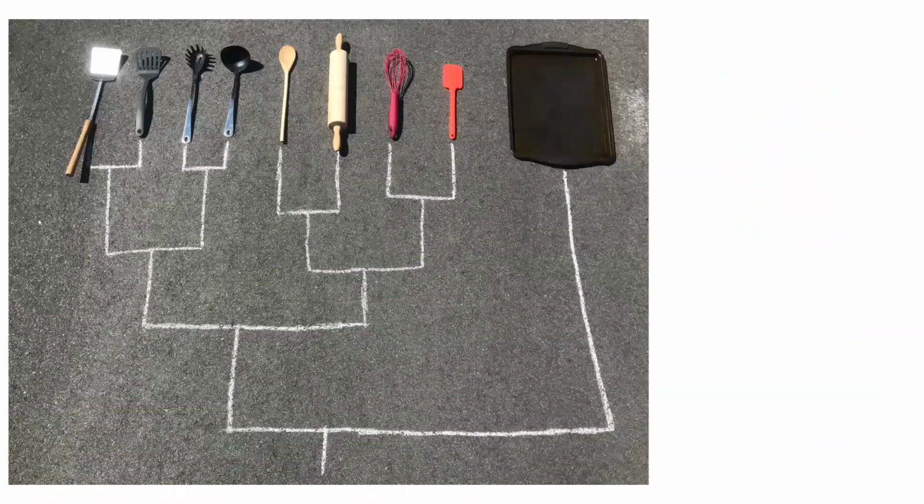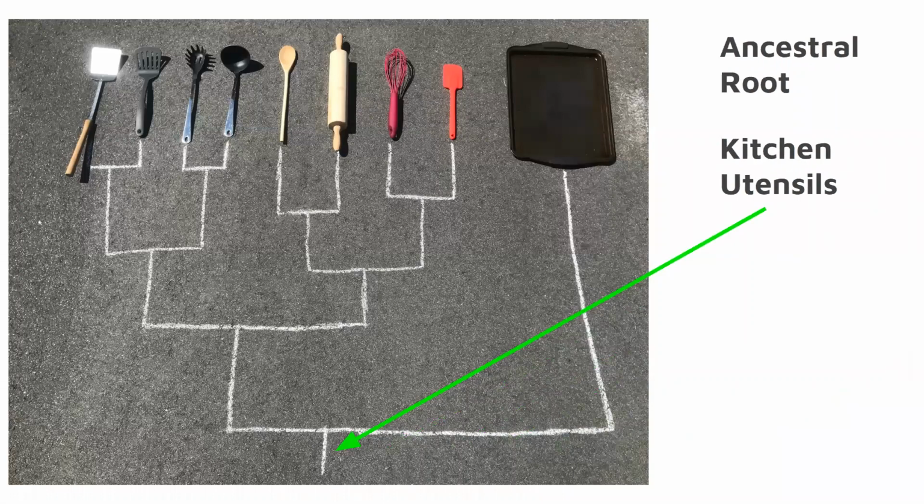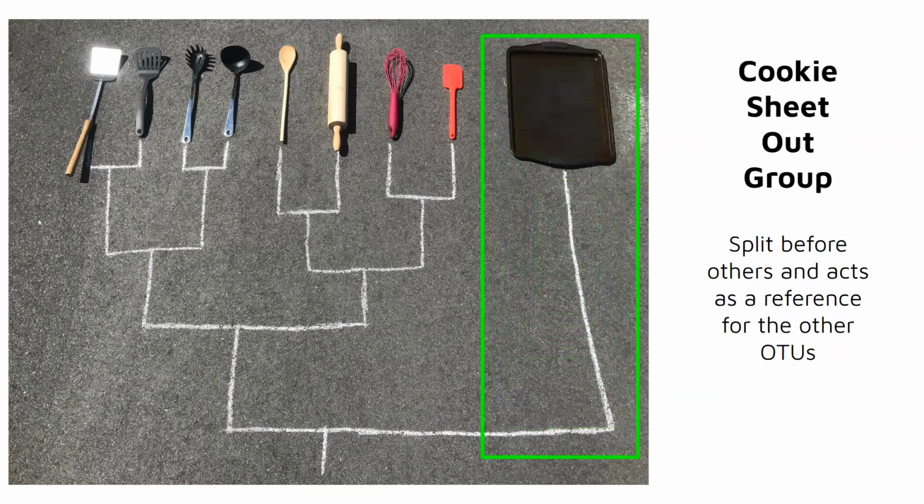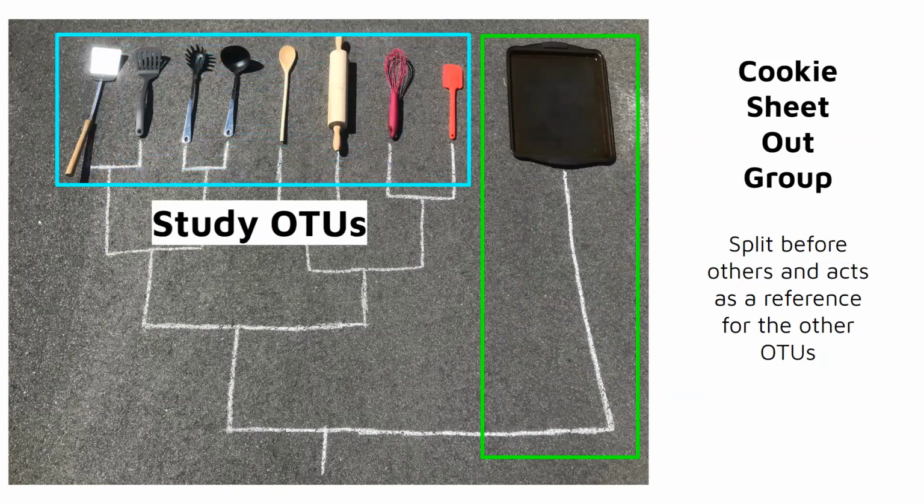We will start the phylogenetic tree with the ancestral root, kitchen utensils. Here we'll have our first speciation event separating the cookie sheets from the handheld kitchen tools. The cookie sheets will be acting as our outgroup. An outgroup is an OTU that split from the ancestral tree earlier than the other OTUs and acts as a reference for the groups being studied. Because of this, we will focus more on handheld kitchen tools.